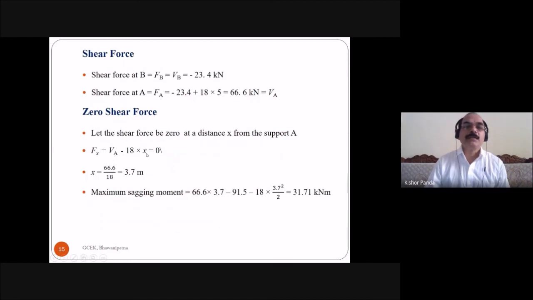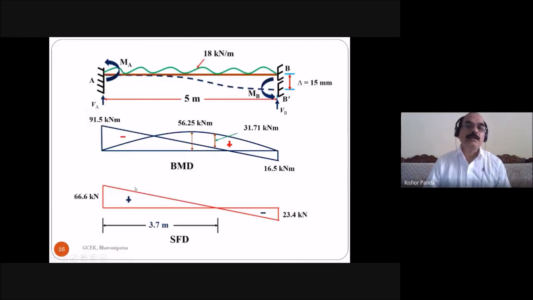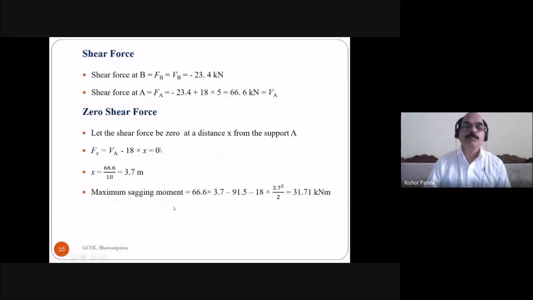Va minus 18 in x is equal to 0. X is equal to 66.6 by 18, which is equal to 3.7 meter. So at a distance of 3.7 meter from support A, you will get the maximum positive moment. So the maximum sagging moment or positive moment is equal to 66.6 into 3.7 minus 91.5 minus 18 into 3.7 square by 2, which is equal to 31.71 kilonewton meter.